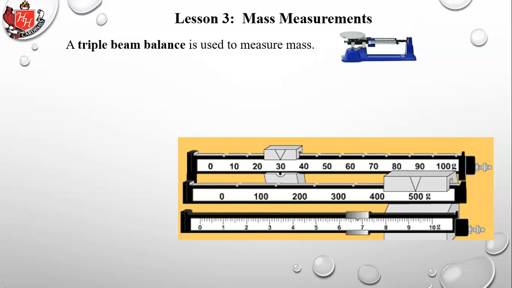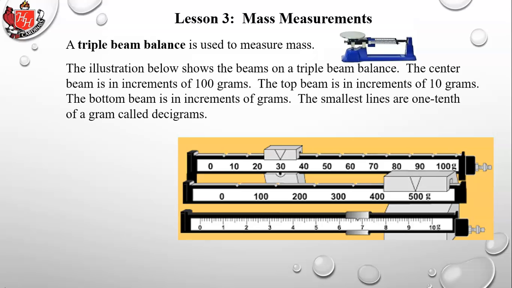All right, a triple beam balance, and you'll use these a lot when we get back into the class. The illustration below shows the beams on a triple beam balance. The center beam is in increments of 100 grams. That's the one that's the most coarse, C-O-U-R-S-E, coarse weight. It's the one that's the broadest. It's the least precise. In other words, every one of those is 100 grams.